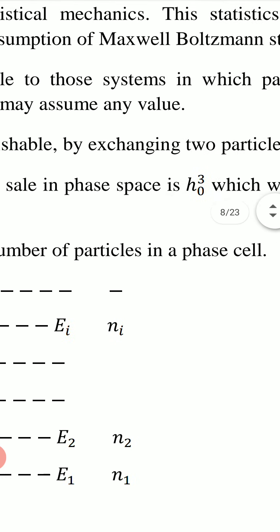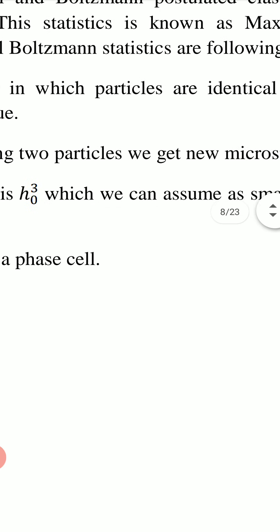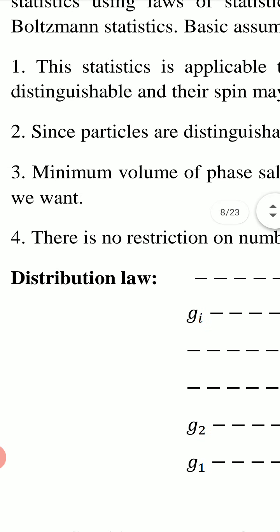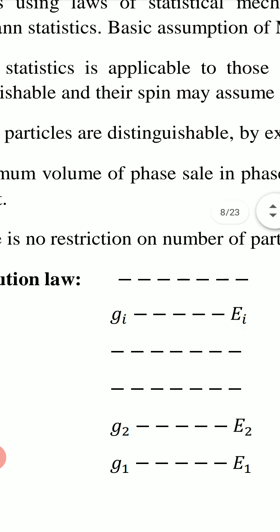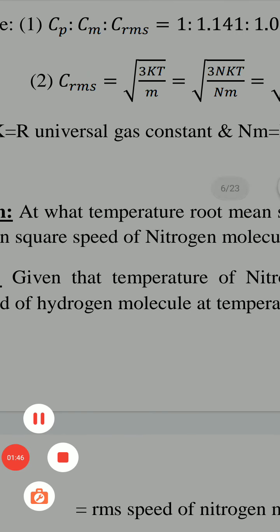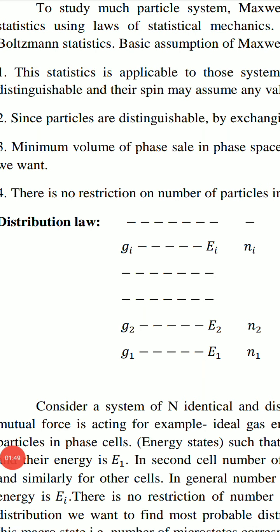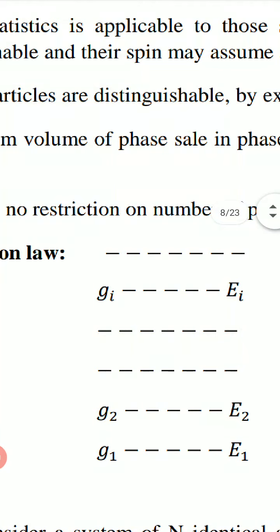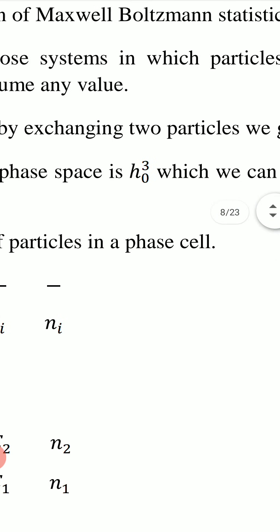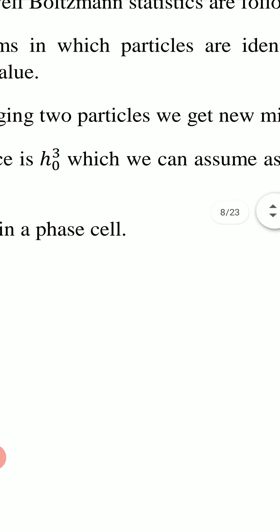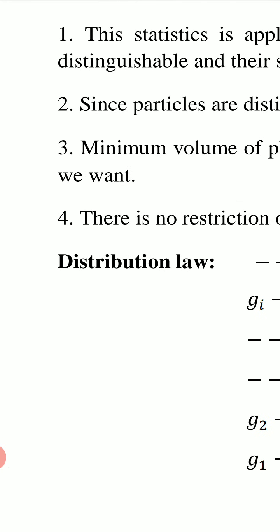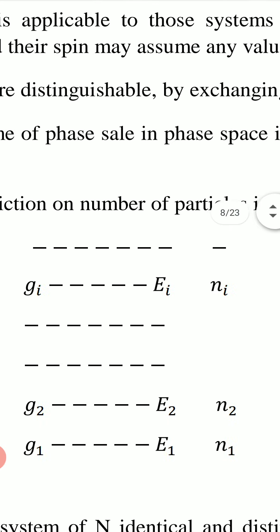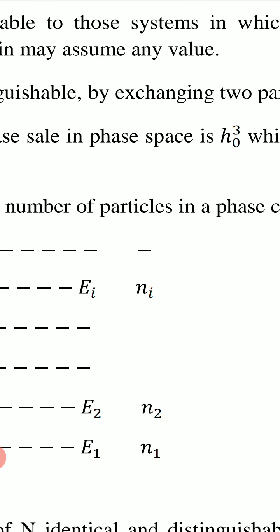Basic assumptions of Maxwell-Boltzmann statistics are the following. Number one, this statistics is applicable to those systems in which particles are identical and distinguishable, and their spin may assume any value.